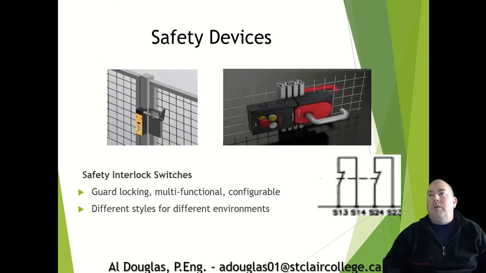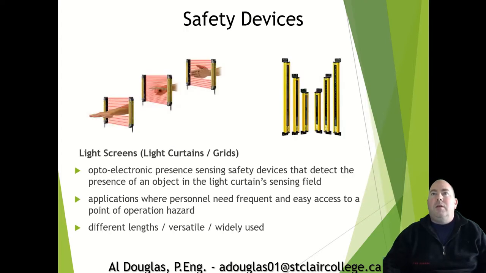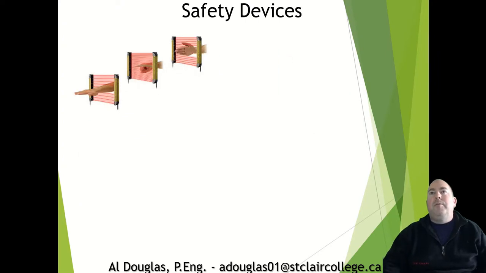A couple different configurations of them there. Typically all these devices are going to be 2-channel. A light curtain. A light curtain is basically 2 sticks like this with invisible beams that go between them. If you put your body or hand or whatever between those beams, it breaks the beams and it knows that you're there and it stops the machine.